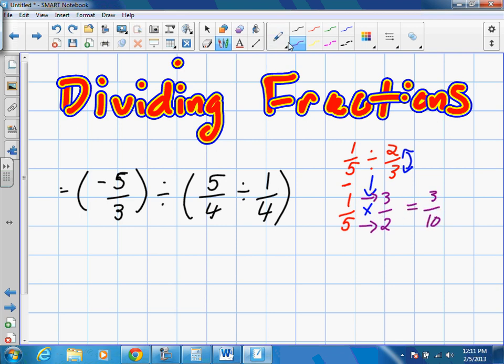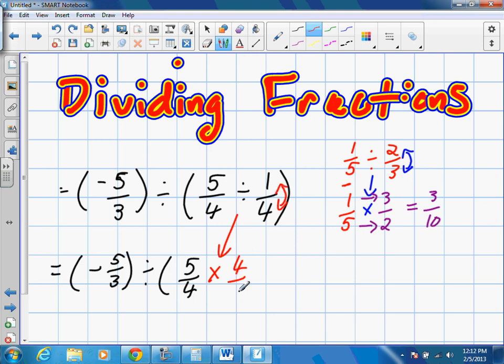So let's deal with that first bracket we have. Sir, don't you cross multiply? No, that's only when things are equal. Okay. So let's turn this into a multiplication question. This becomes 5 over 4. The operation changes to what? This changes to multiplication. And we flip it, exactly. We're going to get 4 over 1.